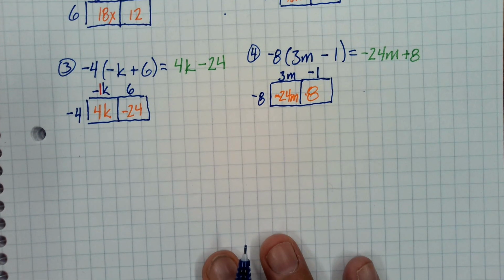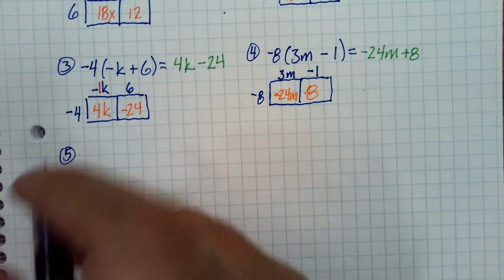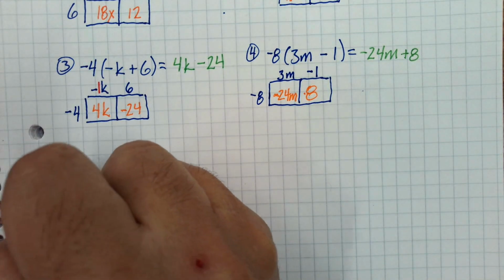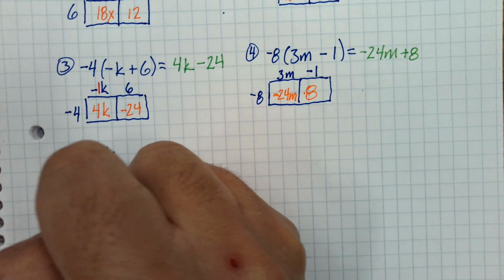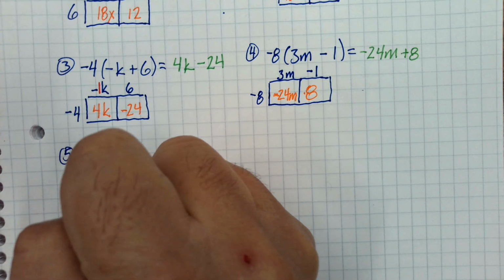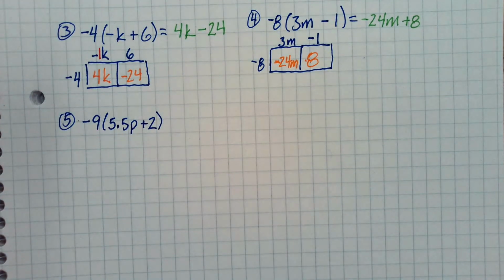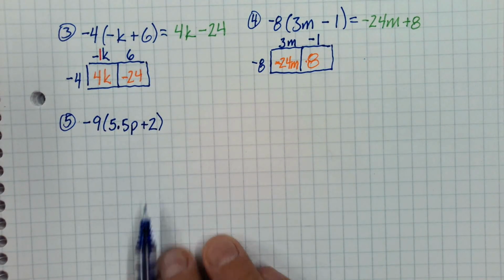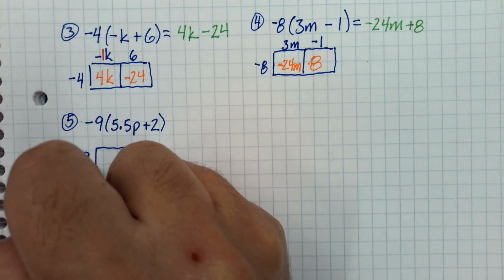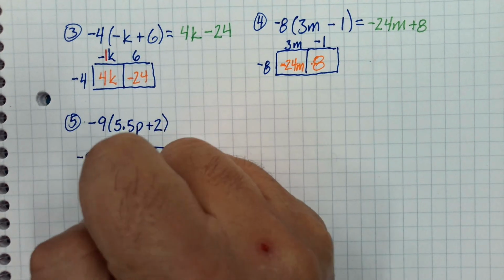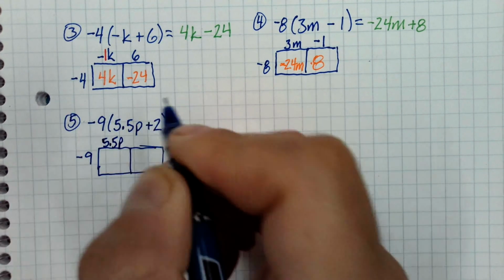So, a few more. Want to explore a few more decimals. Negative 9, and this time we're going to multiply that with 5.5p plus 2. So negative 9 times 5.5p plus 2. Let's set it up. Negative 9 and then 5.5p and 2.